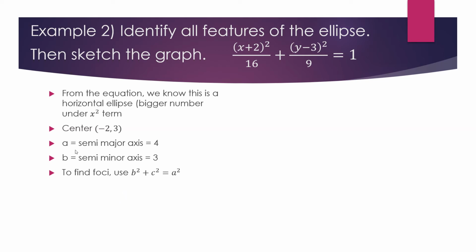So if we substitute 4 in for a and 3 in for b, 3 squared is 9, 4 squared is 16. If I subtract 9 from both sides, c squared is equal to 7.